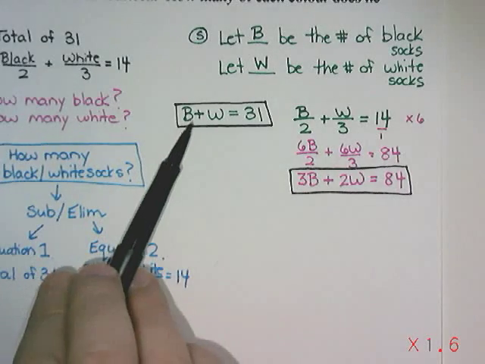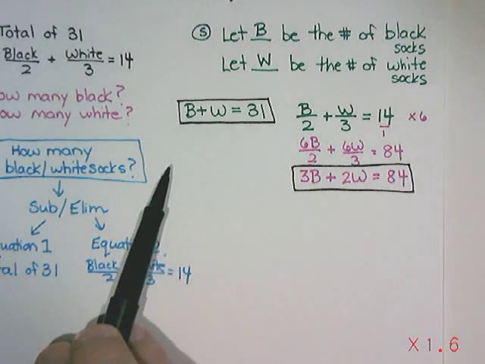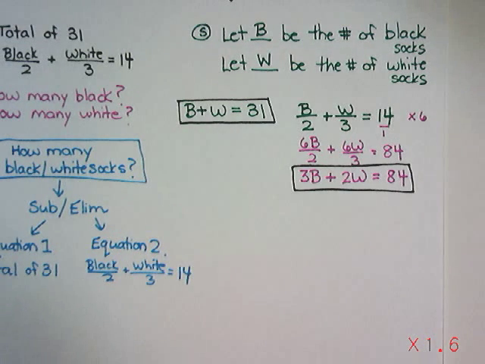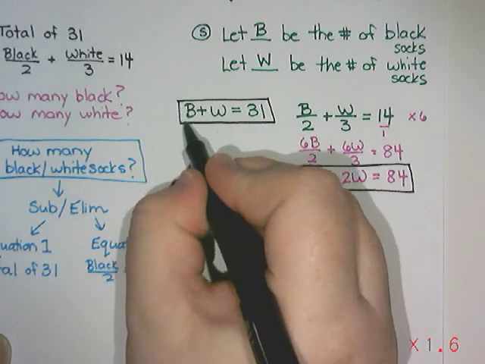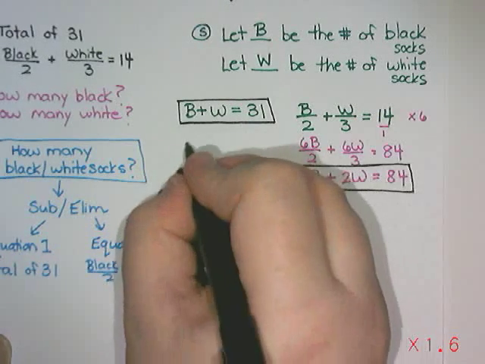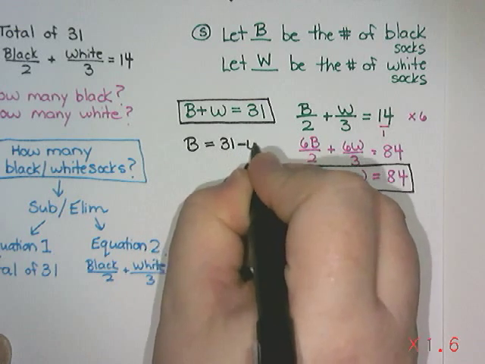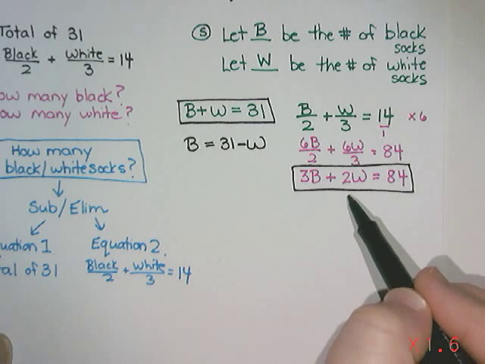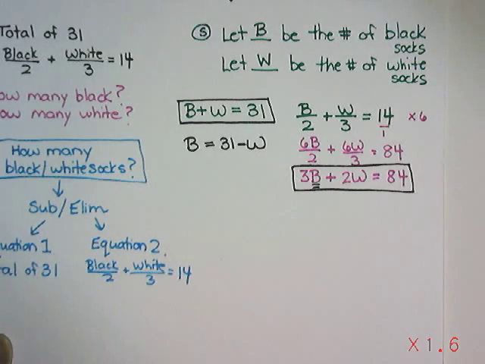Now I do notice that this one has a b and a w that don't have coefficients, so we could do substitution fairly easily, or we could just line them up and do elimination. It really doesn't matter. I think I might try substitution on this one. So I think I'm going to rearrange for B. So I'm going to take that W to the other side. And then I'm going to substitute this into here. Everywhere I see a B, I'm going to put in 31, take away W.